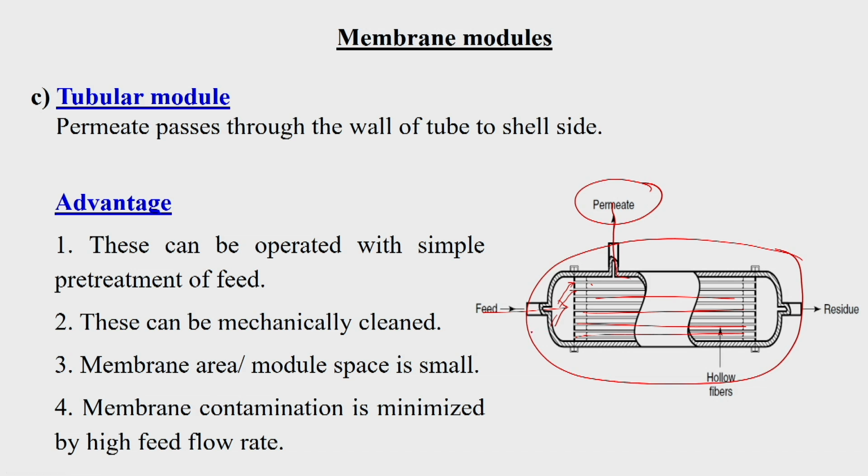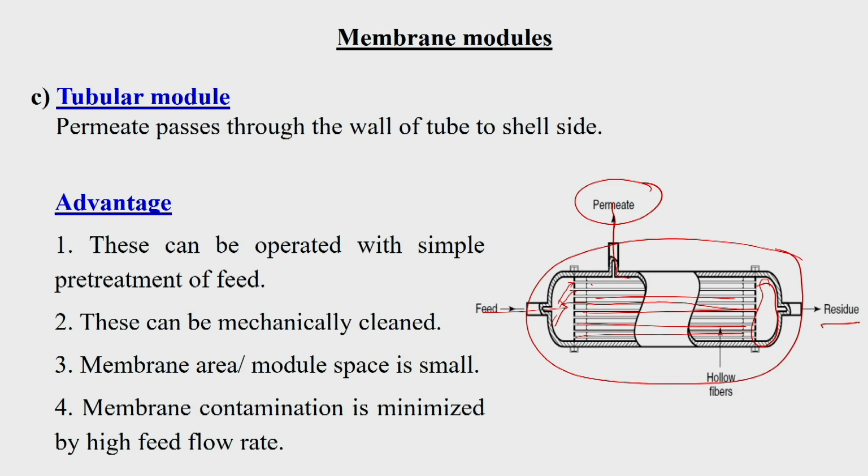But the concentrated residue, or retentate, will move through these pipes, or tubes, and will be collected from the opposite side of this bundle. Then it will be taken as the concentrate, retentate or reject. So, there are many advantages of these tubular modules.